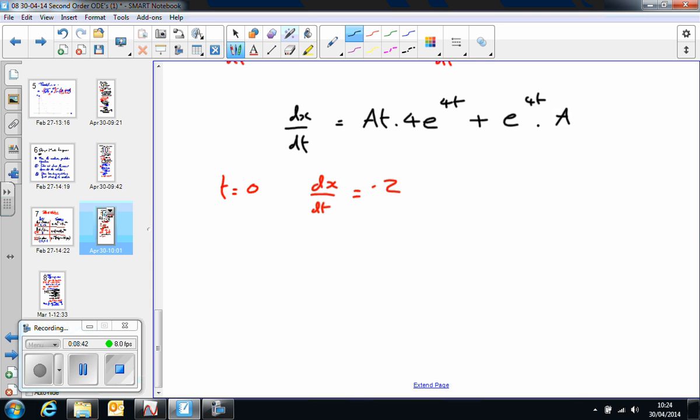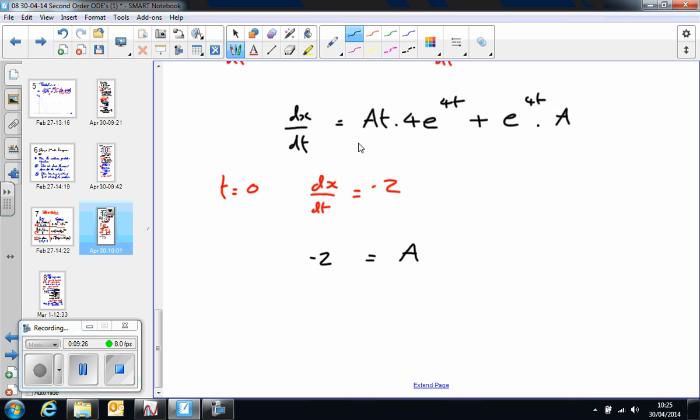So the differential is minus 2. The first term has gone altogether because t is 0. So that's 0. That's gone altogether, and if t is 0, that's gone, so I'm just left with a. So in fact, a is minus 2. So that part's easier. So now I know my constants a and b. B is 0 and a is minus 2.